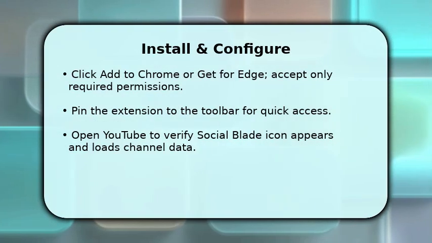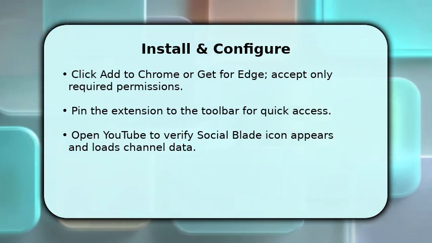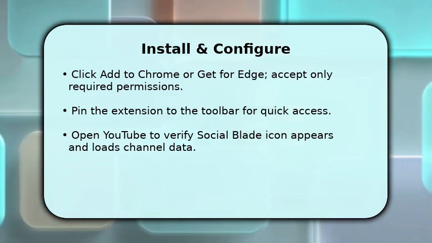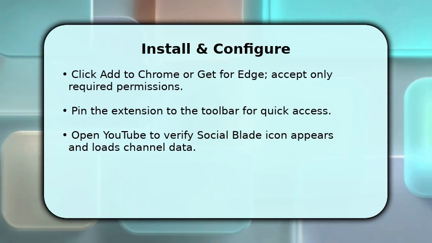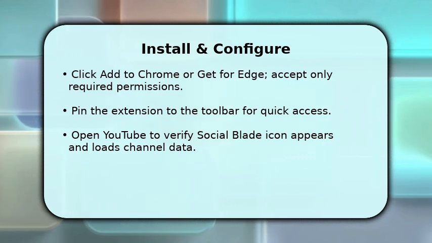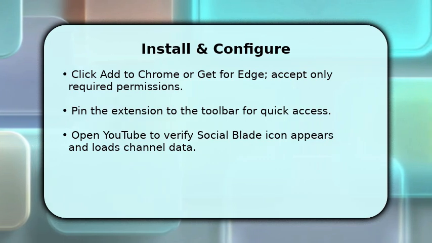After verifying the listing, click Add to Chrome or Get for Edge and accept the listed permissions. This step allows data to display on YouTube pages. Once installed, pin the extension to your toolbar so it's always visible. This speeds up access. Next, open YouTube and load a channel page to let Social Blade populate metrics.